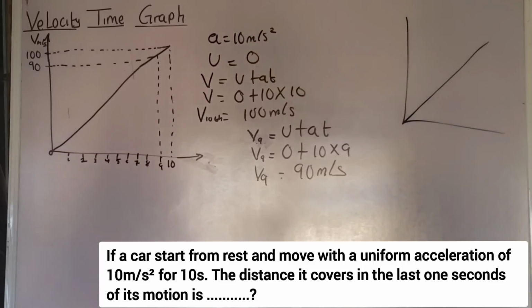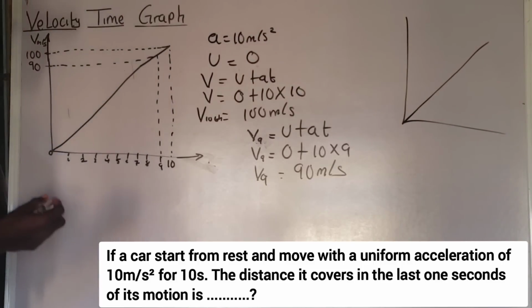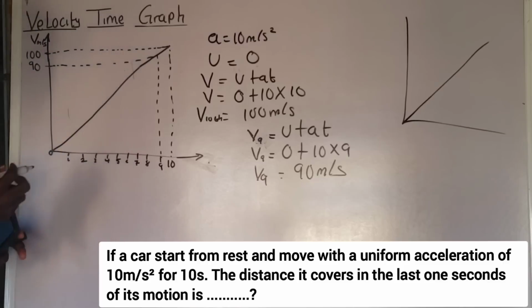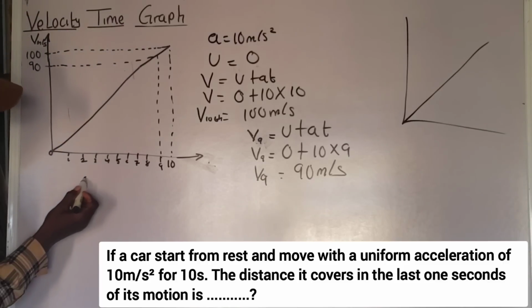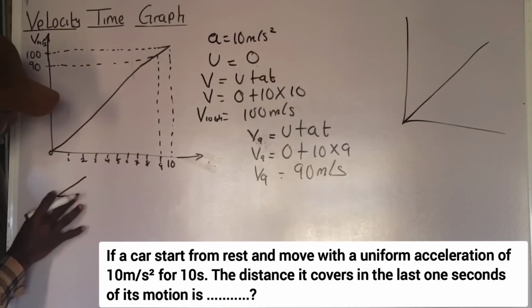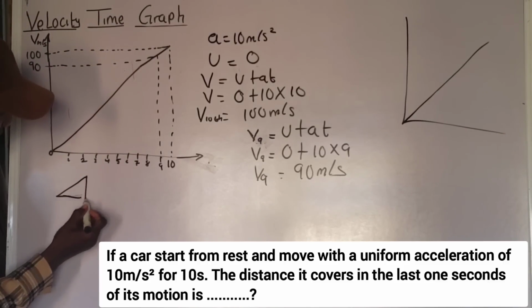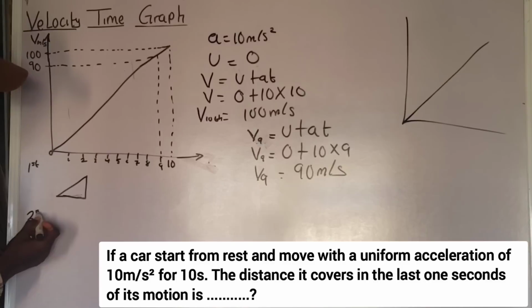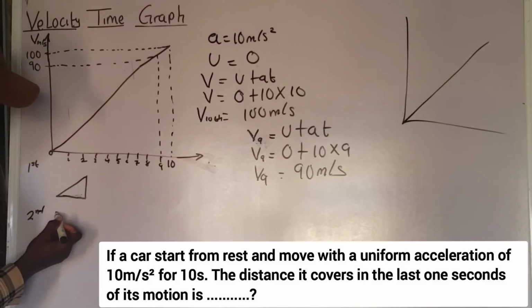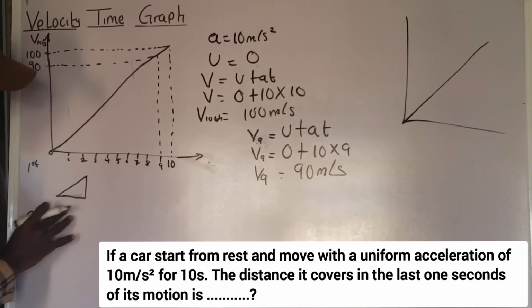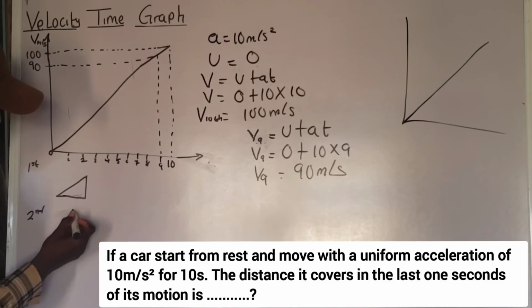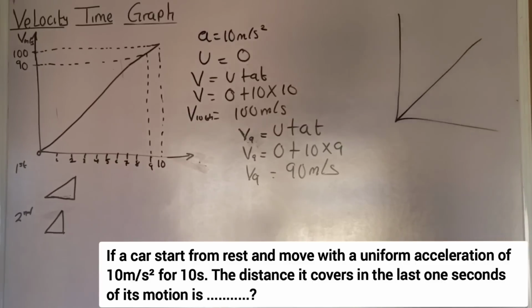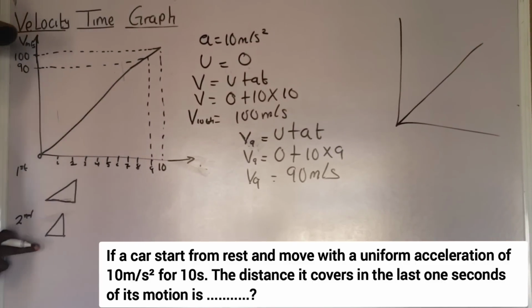Okay, so let's start. What is the name of this shape? Please pay attention. We have something like this for the 10 seconds. We have the first shape, and we have another shape. We have two shapes in this velocity time graph. We have another shape that looks like this. Sorry, I'm not really good at drawing. So we have the first shape and this is the second shape.